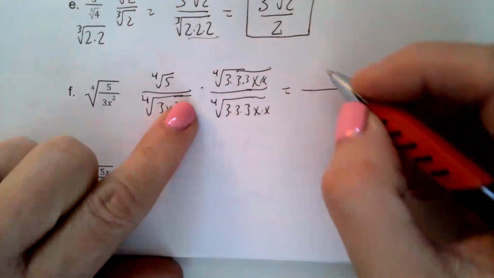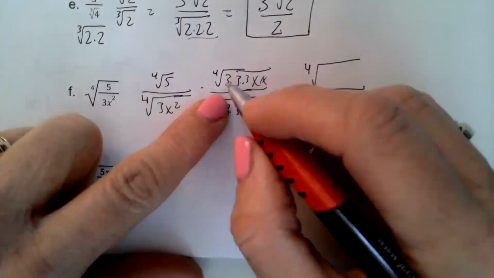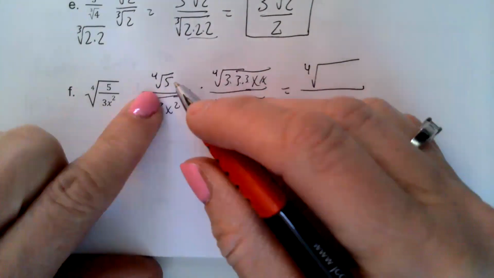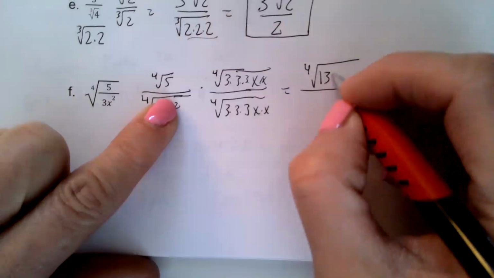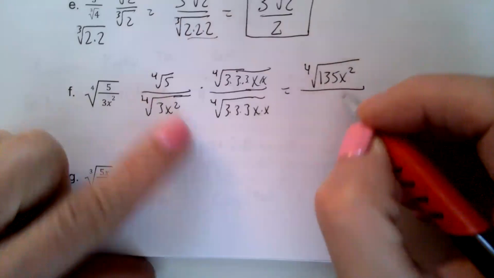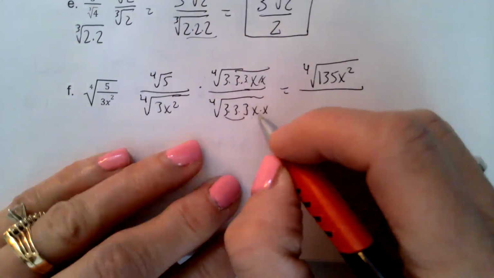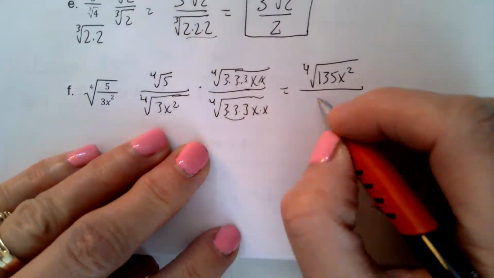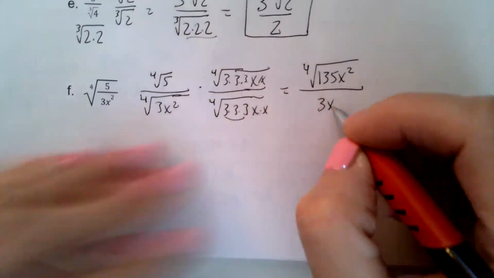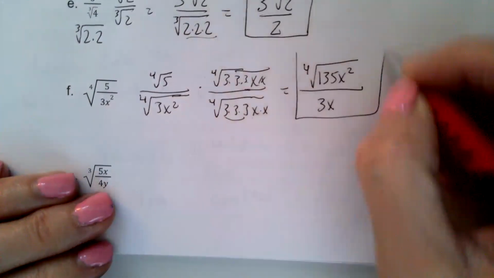Okay, so now on top I've got the 4th root of 5 times 3 times 3 times 3. So 27 times 5 is 135x squared. And then on bottom, I've got a group of 3 and a group of x's now. So my 4th root of 3 to the 4th, x to the 4th becomes just 3x.